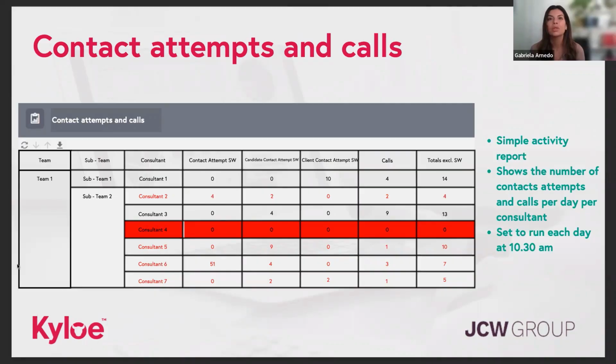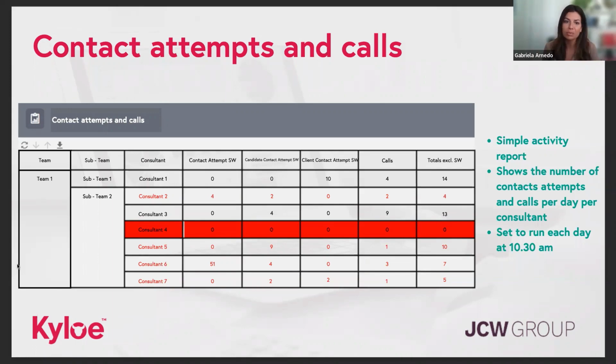Sure. So this report is looking at JCW's customized note types in Bullhorn. It's a simple activity report showing the number of contact attempts and calls per day per consultant. It's set to run and be sent to our managers each day by 10:30 a.m., so it gives them a snapshot of where each consultant is at for the day by 10:30.